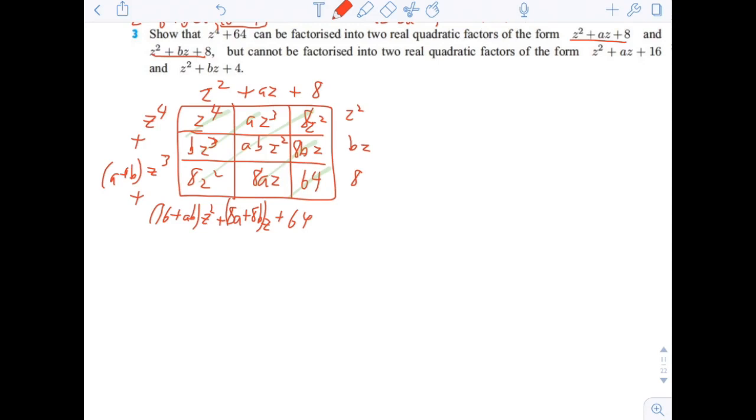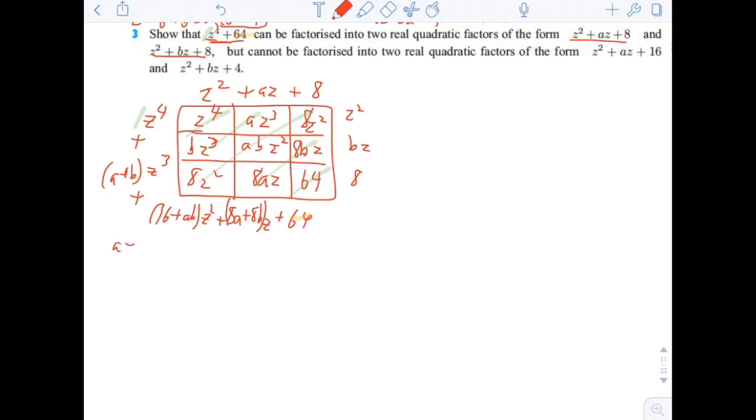Let's see. Then we compare that to z to the fourth plus 64. So the z to the fourth corresponds to that, just 1. And the 64 corresponds to 64. What about all the others? So everything else is going to add up to 0, because z to the fourth plus 64 has no other coefficients.